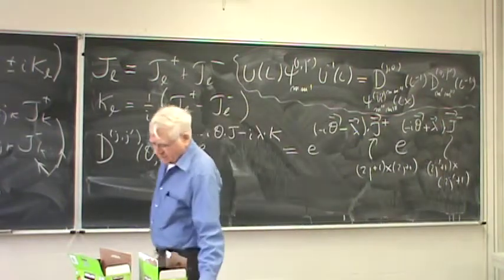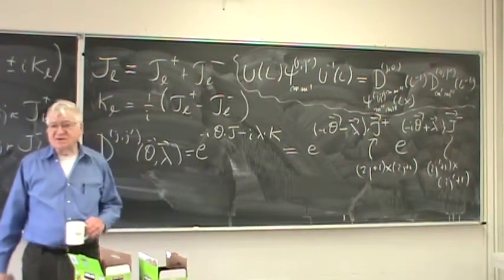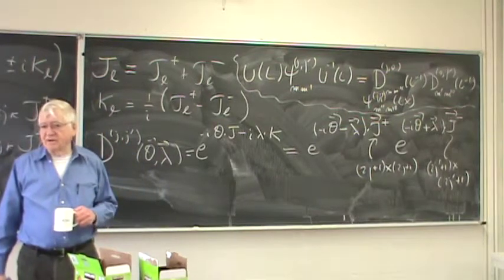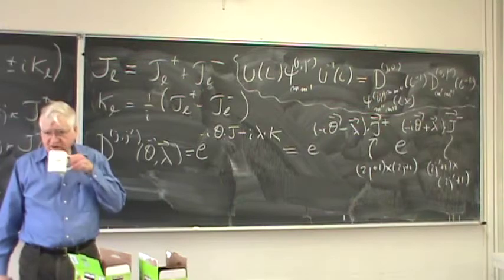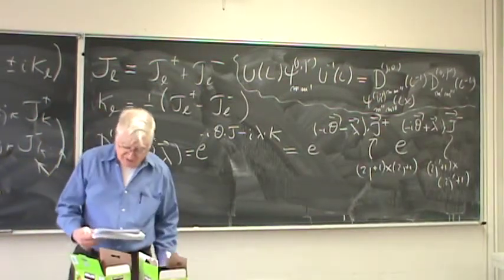And now, of course, we're mainly concerned with spin 1/2, spin 0, spin 1, maybe spin 2 for gravity, spin 3/2 for the gravitino.